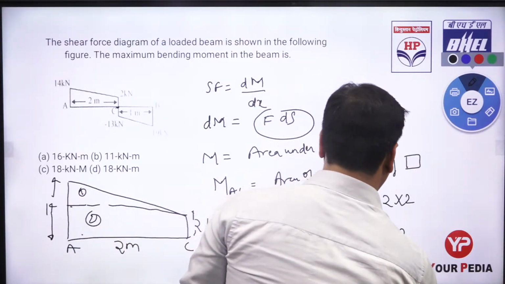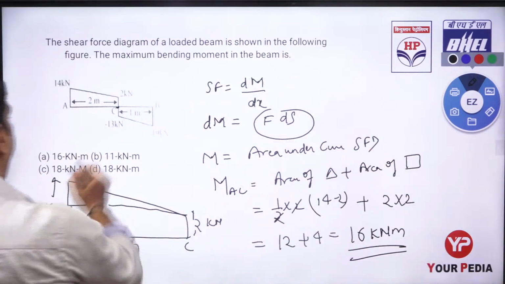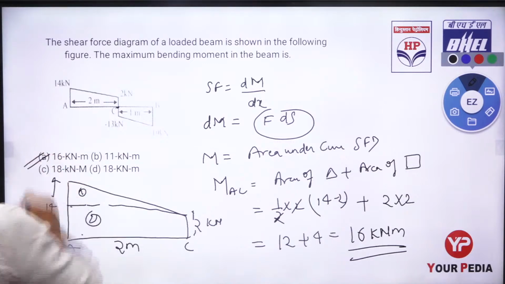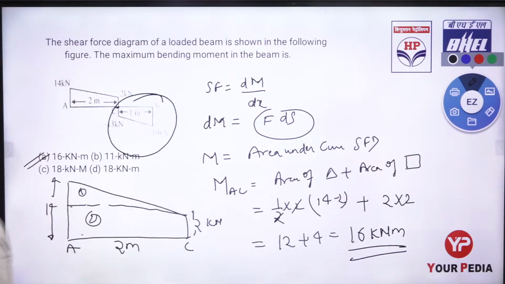kilonewton meter. So it is the value of the maximum bending moment under the diagram. So the answer is this. If you want, you can also consider the other area. This also gives the same value. Okay, so the answer is A.